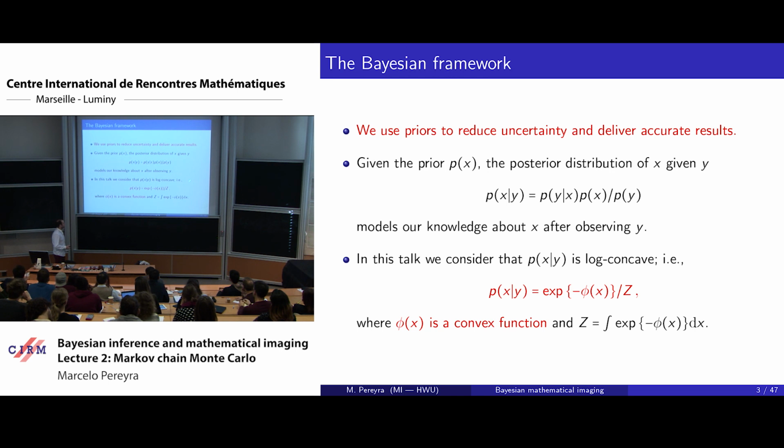And in this talk, I'll consider that this distribution is log-concave. That means that p of x given y is the exponential of minus some potential function phi that is convex. And z is the normalizing constant that makes this a proper probability density function and not just an arbitrary function.